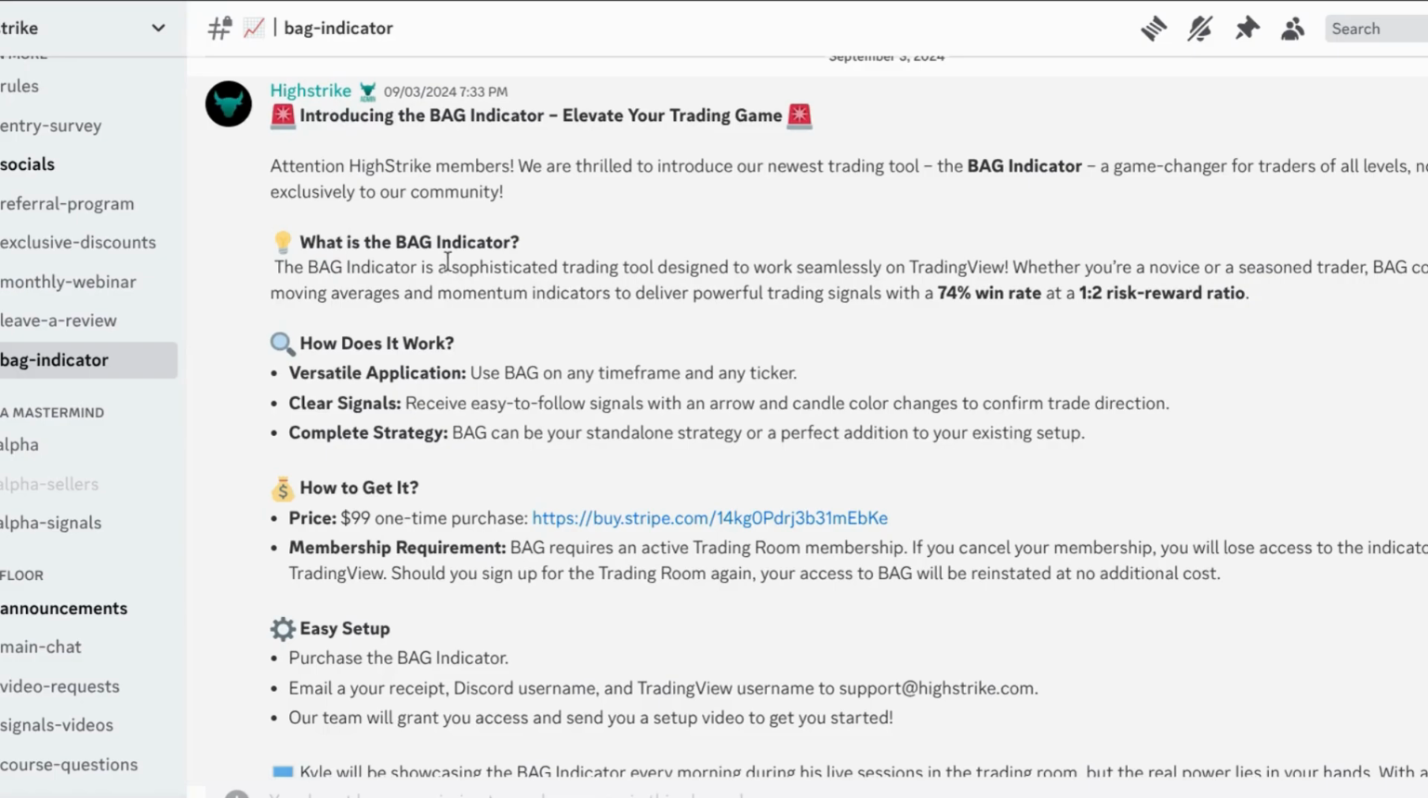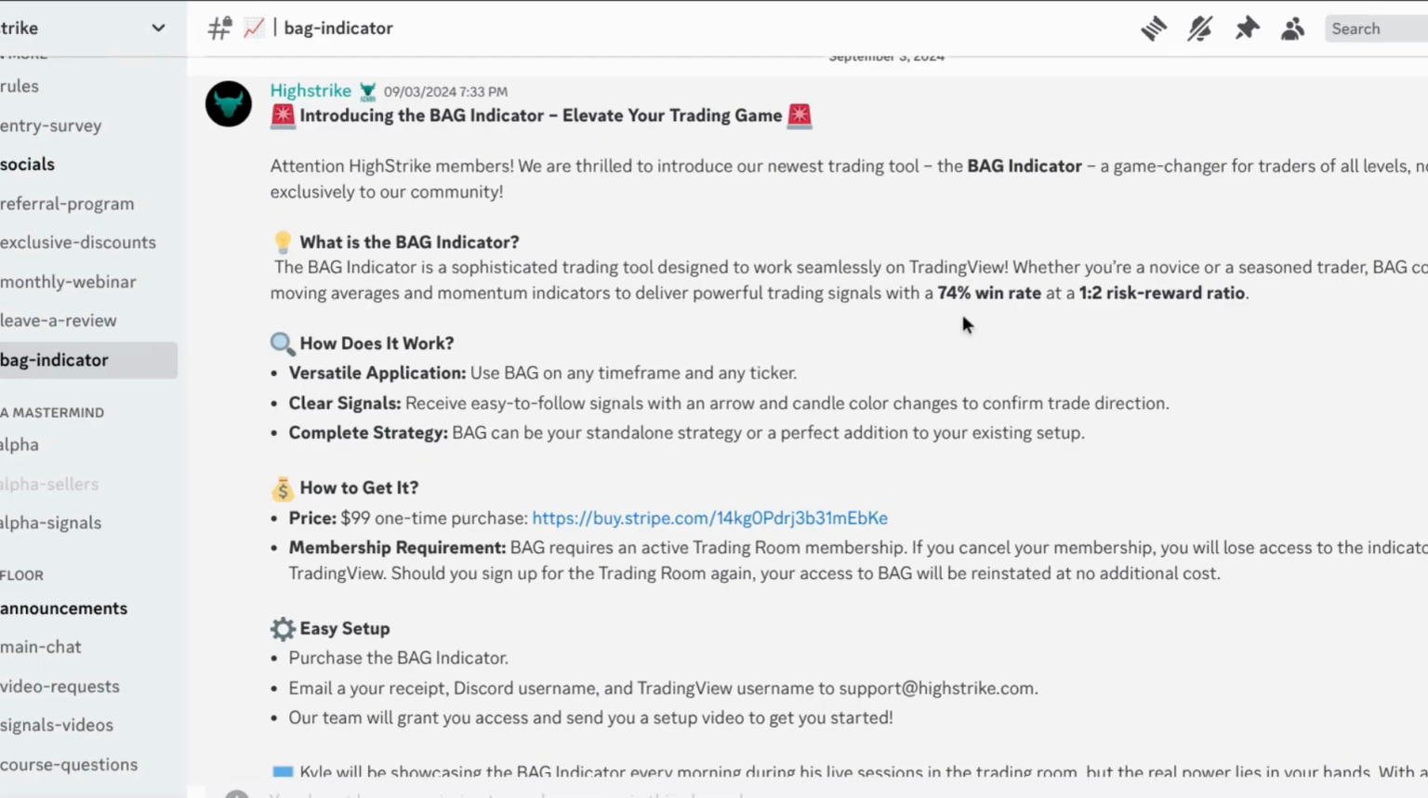The bag indicator was made by one of our signalers, Kyle. He got it programmed. It is based on the 21 EMA, the EMA stack, and trends. It is a trend trading indicator. It will signal a buy or sell based on a trend that is detected by all the data that's coming in.